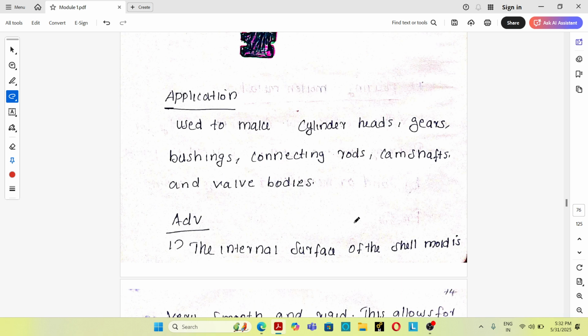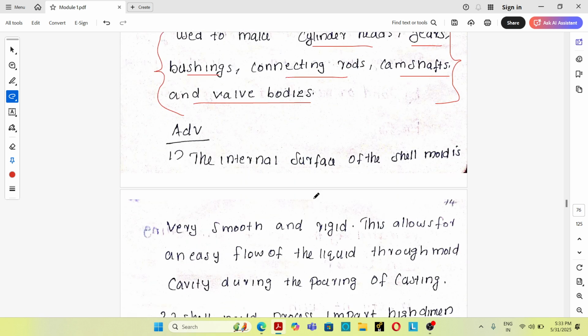So, what are the applications of the shell mold casting process? The shell mold casting process is used to make cylinder heads, gears, bushings, connecting rods, camshafts and valve bodies. So these are the main applications of the shell mold casting process.